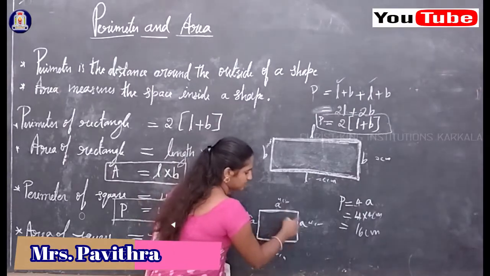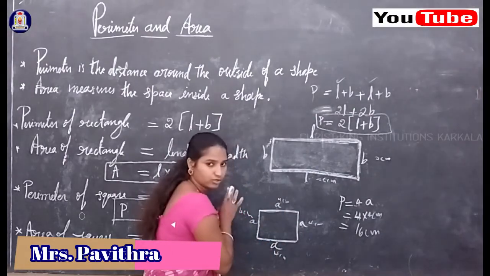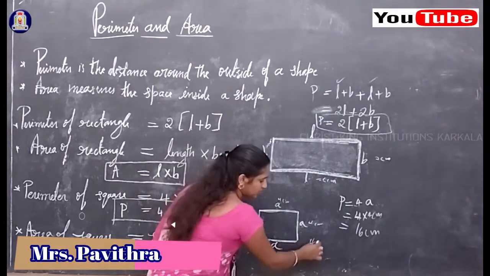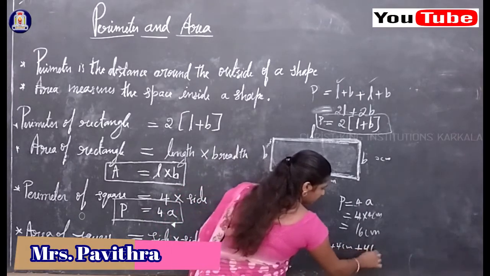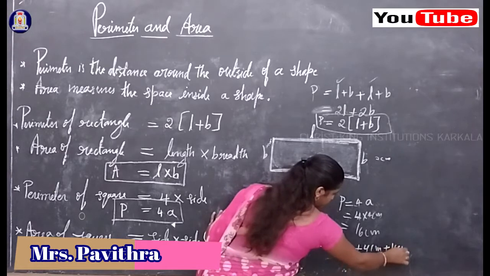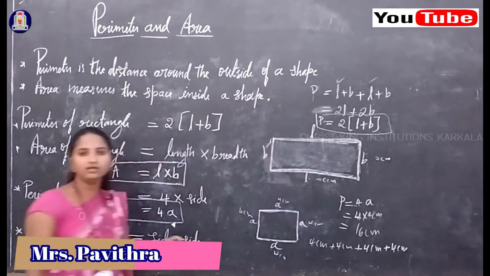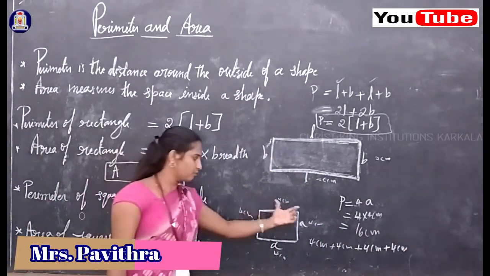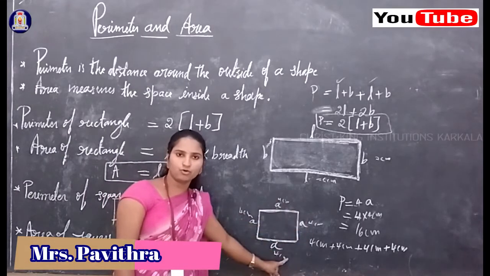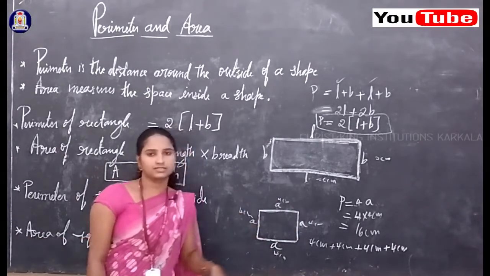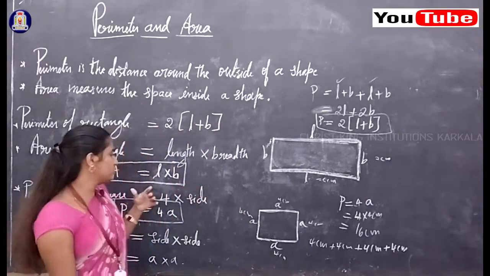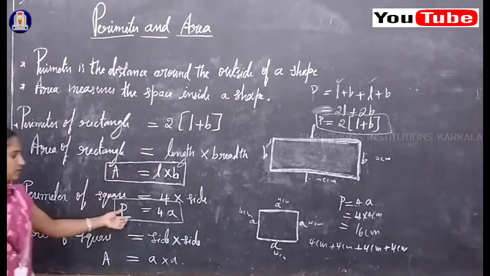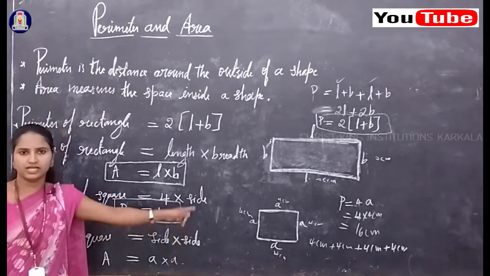So a plus a plus a plus a. Total 4 sides. So 4 centimeter plus 4 centimeter plus 4 centimeter plus 4 centimeter. How many times do you have to add? 4 times. Clear? So 4 plus 4 is 8, 8 plus 4 is 12, 12 plus 4 is 16. So we get the same answer. Okay. So the perimeter of the square is 16 centimeter in that figure.